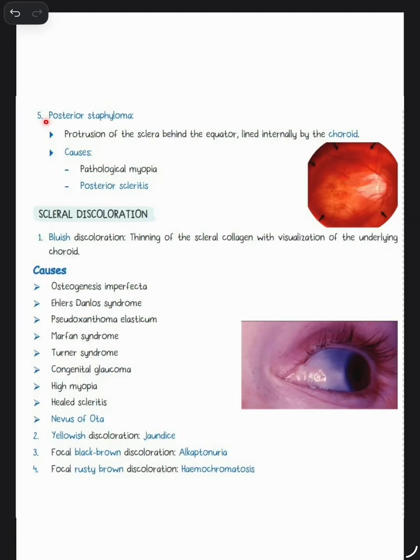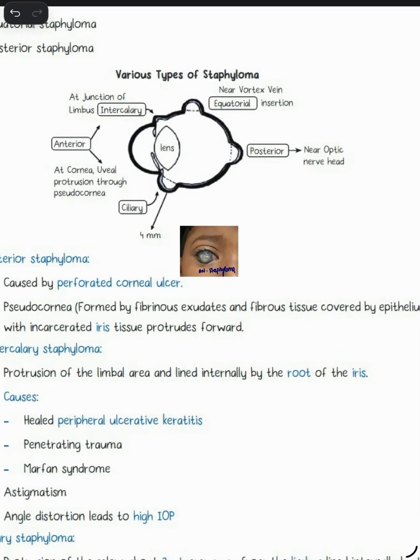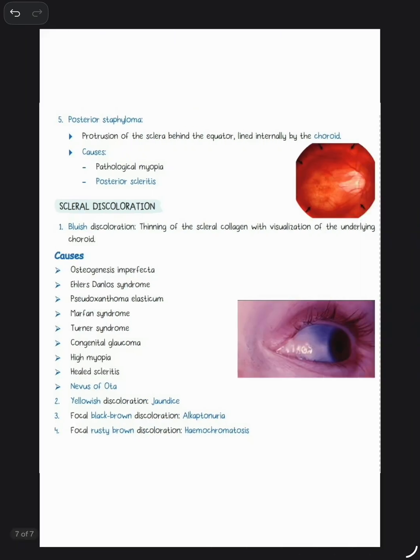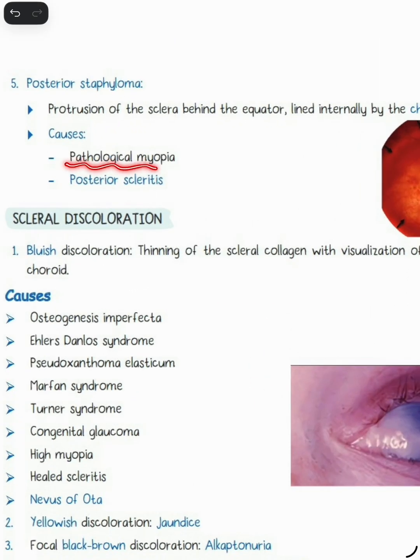Then the posterior staphyloma. The posterior staphyloma is the protrusion of the sclera behind the equator, lined internally by the choroid. So posterior to the equatorial staphyloma, there can be the posterior staphyloma. It is the protrusion of the sclera, and internally lined is the choroid. What are the causes? The causes can be pathological myopia or posterior scleritis.